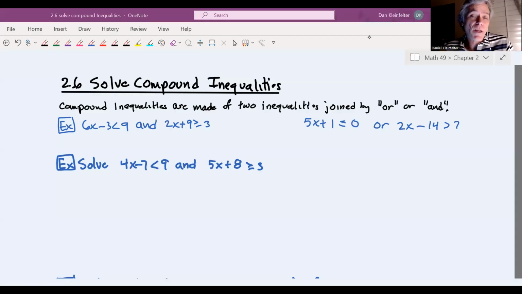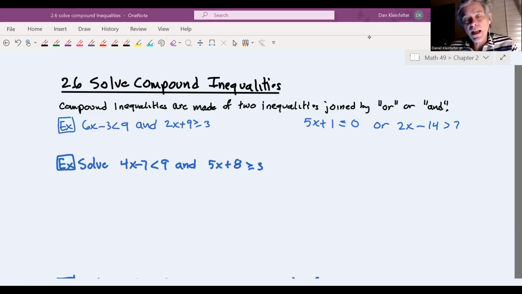Welcome back. In this video, we're going to go over section 2.6, which is about solving compound inequalities. At this point, we've already looked at how to solve linear inequalities and to write the answers using interval notation. In this section, we look at compound inequalities. The first part is to say what a compound inequality is, and then how do you solve those.